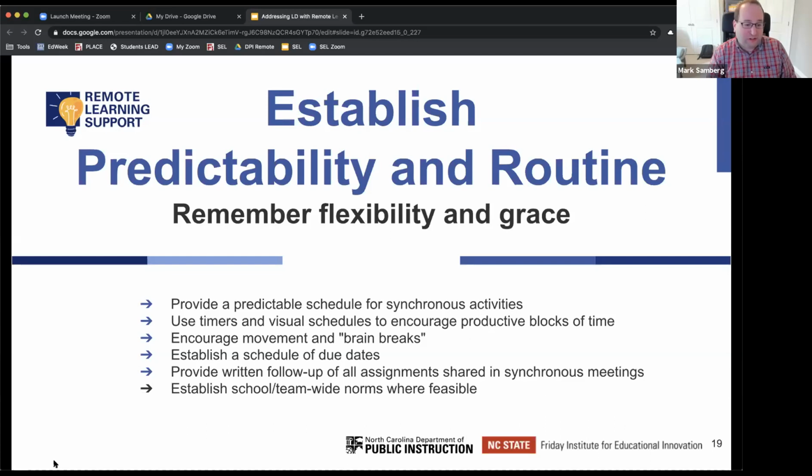Visual schedules are another great way, especially for our younger students, having these visual schedules. Again, we're not trying to schedule students down to the minute, but having these visual schedules for blocks of time, right? In the morning, you can do this, and midday, you can do this, and in the afternoon, you can do that. Establishing schedules of due dates for assignments, and make sure that students have all the information that they need up front, right?